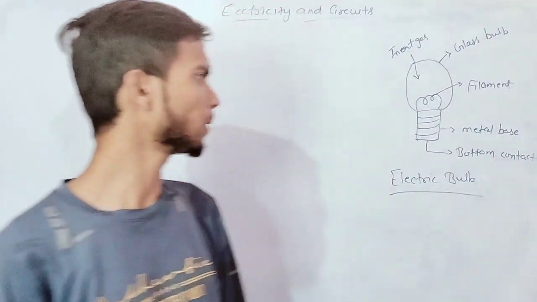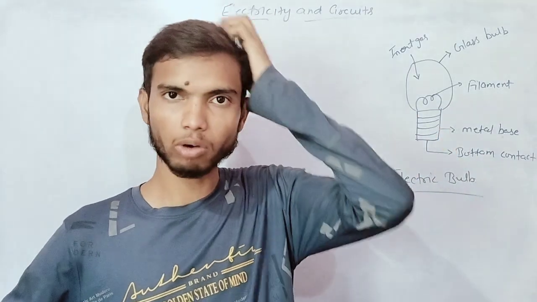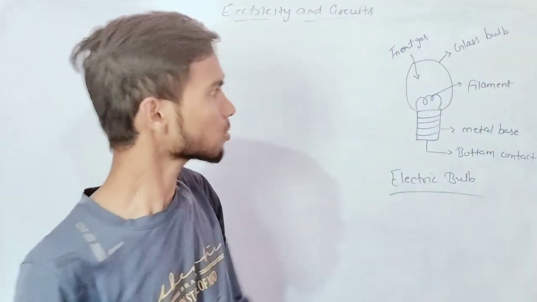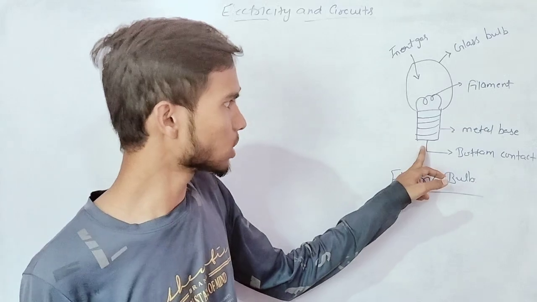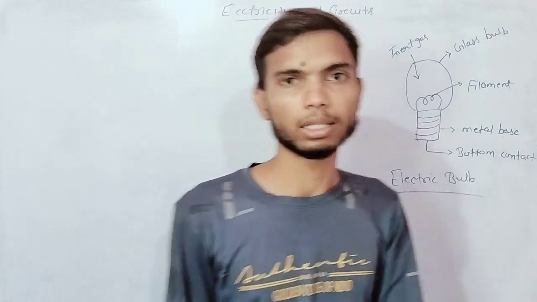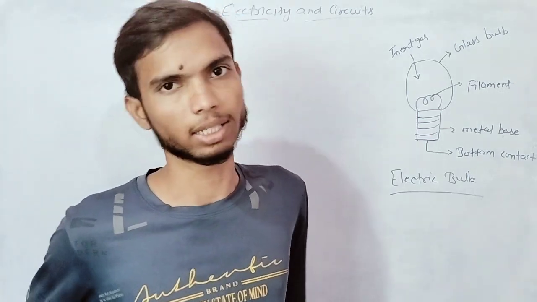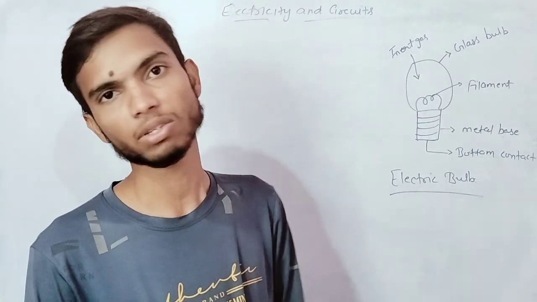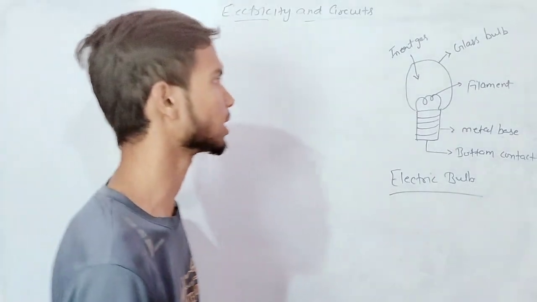Now we are breaking down the electric bulb. Filament is not found in an LED bulb. It is found in an electric bulb. Here, look. This is the metal base, and this is the bottom contact. This one is a terminal, and this second is a second terminal. There will always be two terminals in an electric device. In an electric bulb, an electric cell, an electric battery, there will always be two terminals. Not more than two, not less than two.